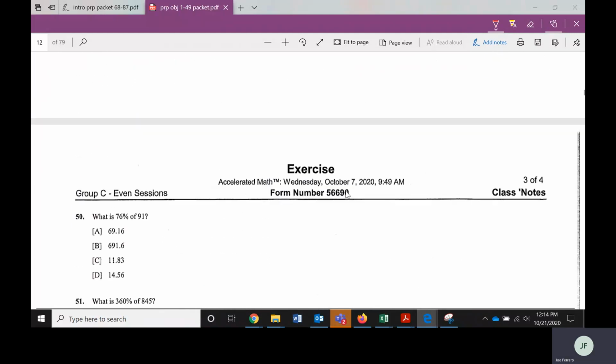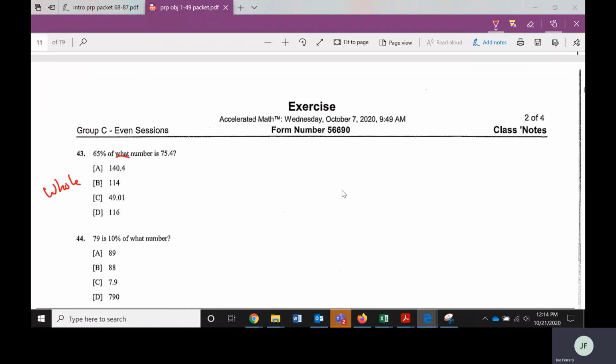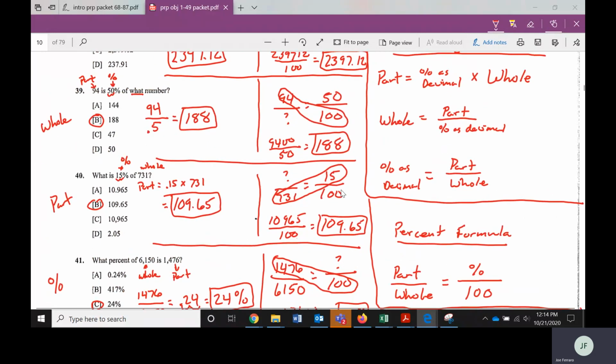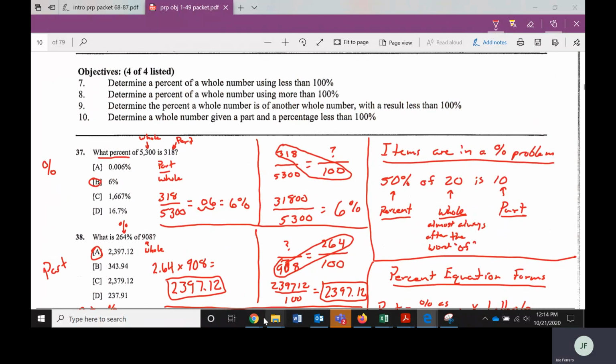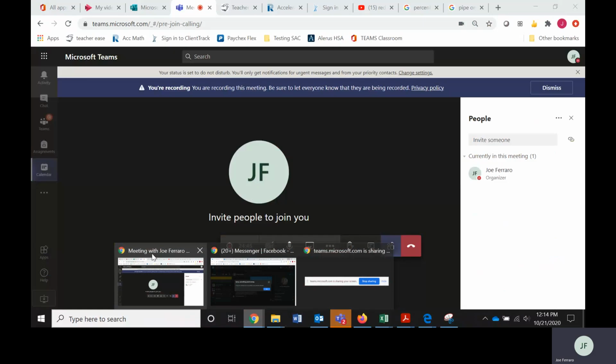So you got a day to copy these notes and to practice other problems. And then ask any questions, and I'll send out the test the next day. If you have any questions, let me know.